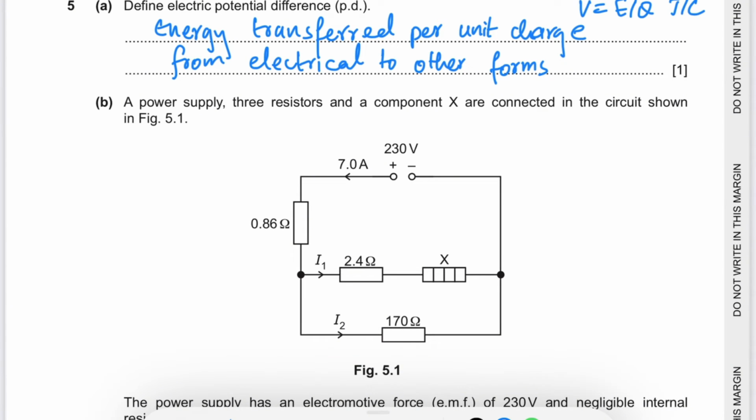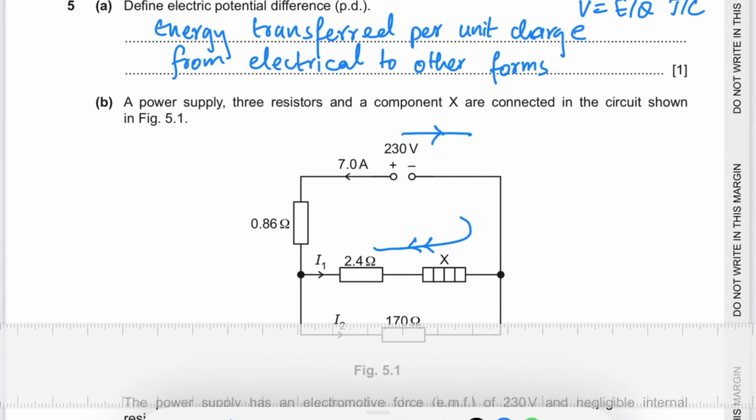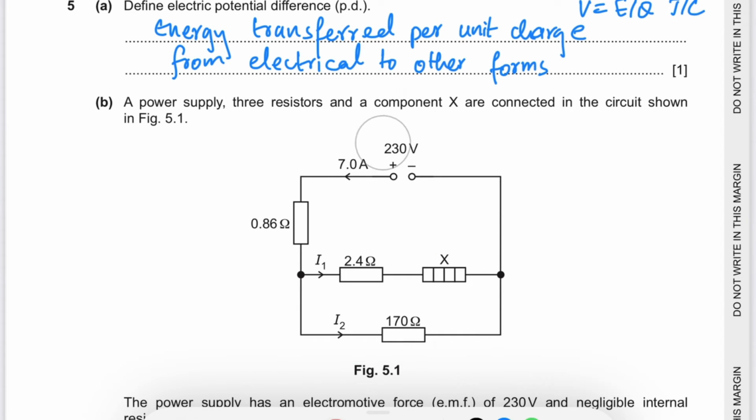Let's imagine the charge carrier, or the electron, is moving out of the power source. It will be provided electrical energy from the power supply, and then once it passes through the electrical components, it will lose that energy, which may be converted to light energy, heat energy, or any other forms. That's what electric potential difference means.